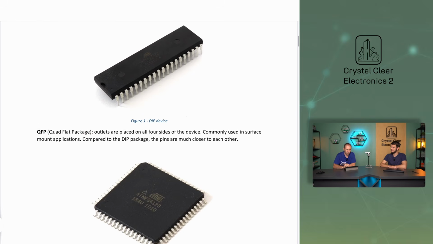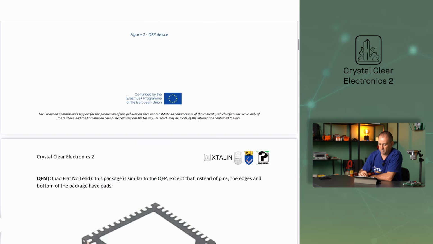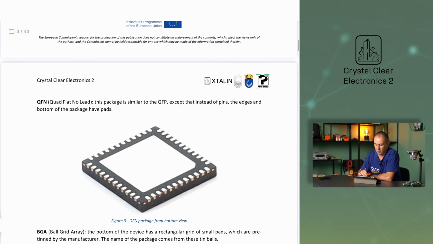The next one is the QFP, or the Quad Flat Package. In this case, the outlets are placed on all four sides of the device. This is commonly used in surface mount applications. Compared to the DIP package, the pins are much closer to each other. On the next figure, you can see the QFN, or Quad Flat No Lead packaging. This package is similar to the QFP, except that instead of pins, the edges and bottom of the package have pads.